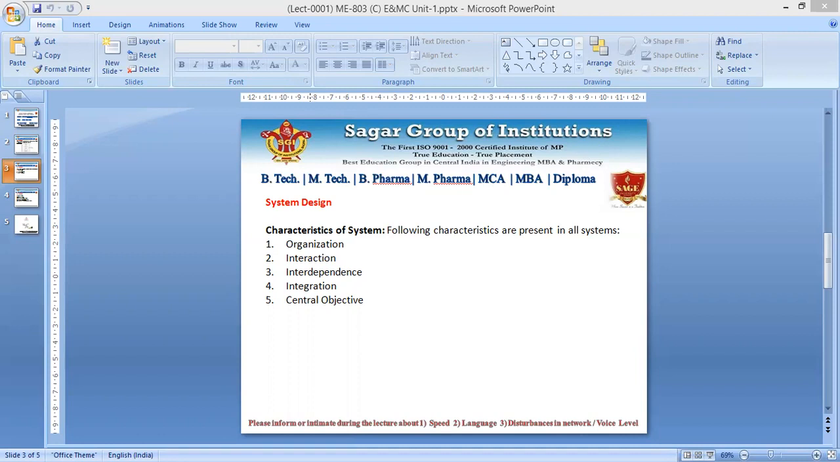Then comes integration. Integration shows how well all components or subsystems of the system are cohesively working together. Integration produces a synergy effect, and that synergy effect is responsible for successful integration. The more the synergy effect, the more successful the integration would be inside the organization or the system. In other words, the whole is greater than the sum of its parts.